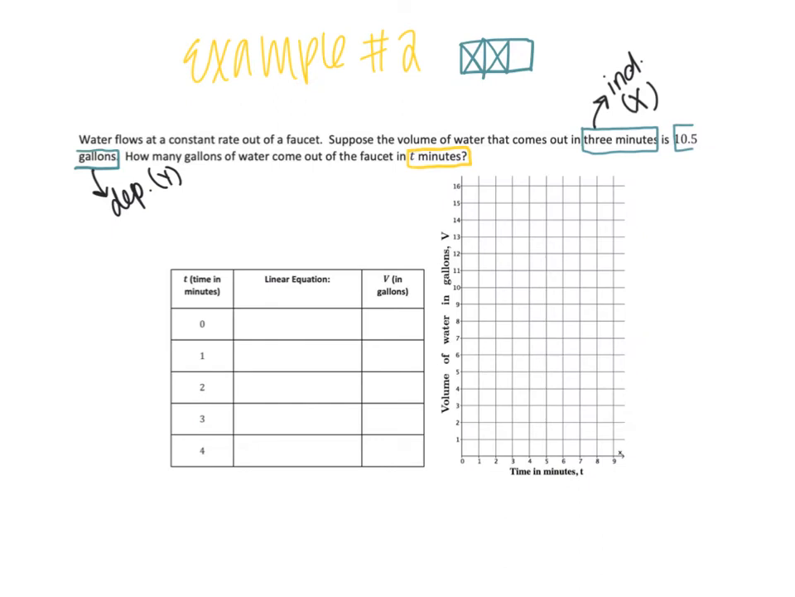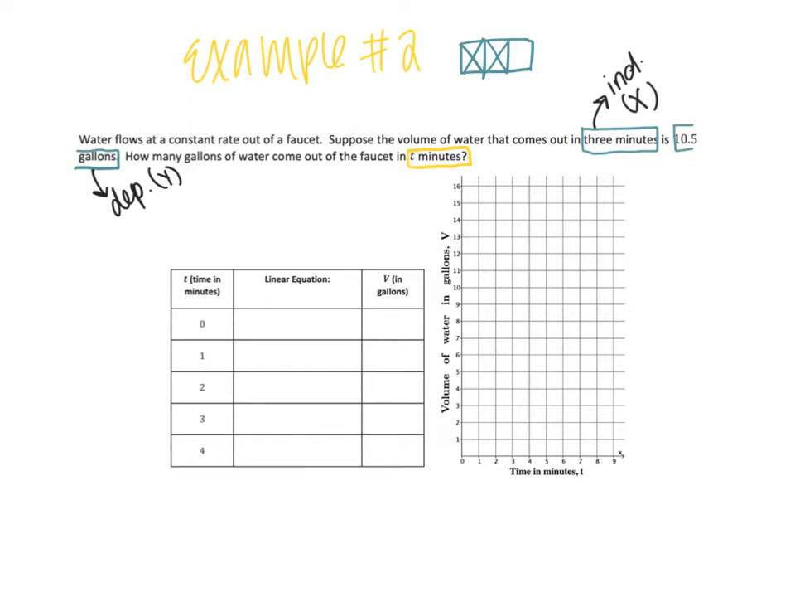All right, so I've already close read this. Almost. I have one more read to do. It says, water flows at a constant rate out of a faucet. Suppose the volume of water that comes out in 3 minutes, so that's the first part of my ratio, and its time, so that's my independent variable x, is 10.5 gallons. So that's my second number in my ratio, and that's my dependent variable, that's y. The question says, how many gallons of water would come out of the faucet in t minutes? So I'm trying to write an equation in terms of t.